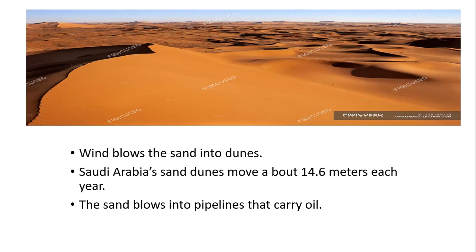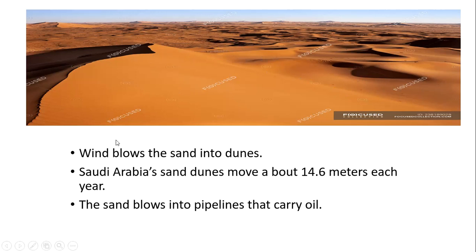After, wind blows the sand into dunes. Saudi Arabia's sand dunes move about 14.6 meters each year. Saudi Arabia has a very large area of sand dunes.